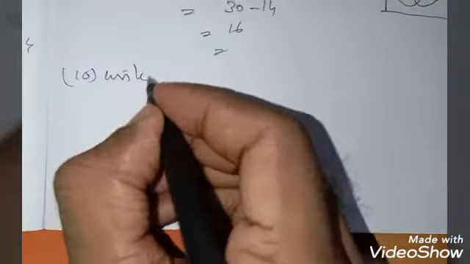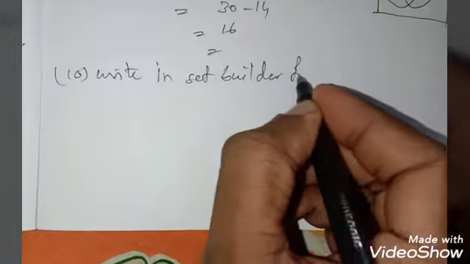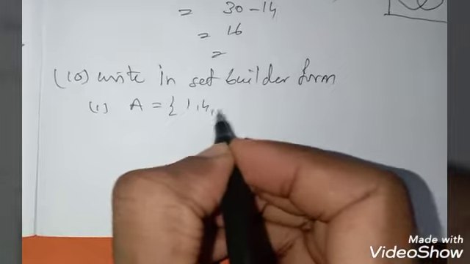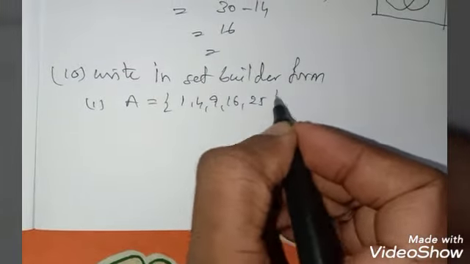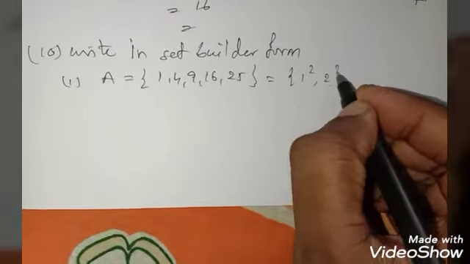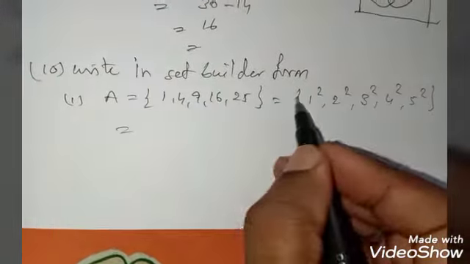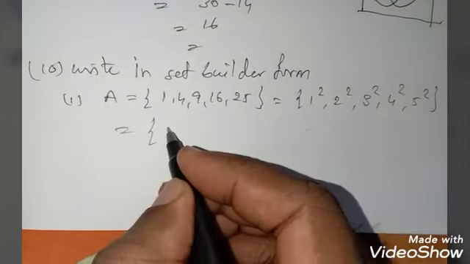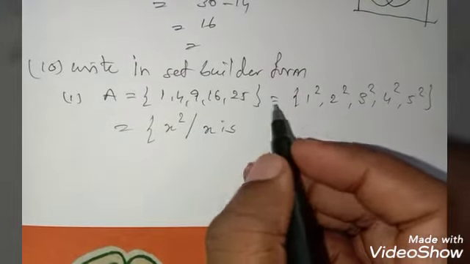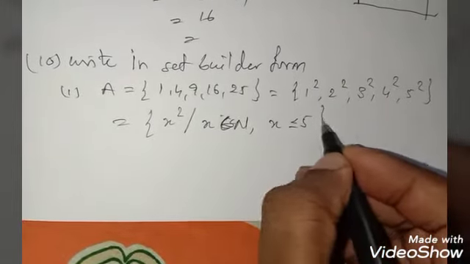Write in set builder form. Now if I go for the first one, say A is equal to {1, 4, 9, 16, 25}. These are the squares of the natural numbers, that is, 1 square, 2 square, 3 square, 4 square and 5 square. Here the common term is squares, so we can denote it as x square such that x belongs to natural numbers and x is less than or equal to 5.